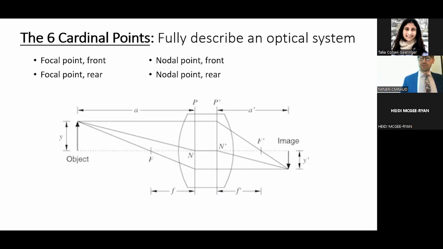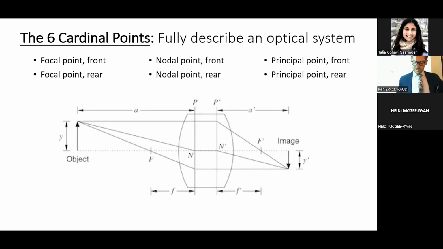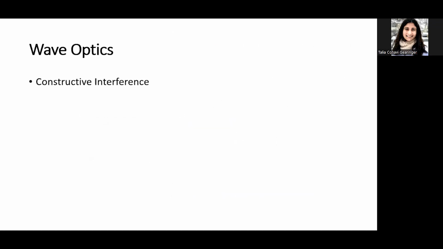There are the nodal points, which are important. If you shine a ray of light into this lens at a certain angle, it'll exit that lens at the same angle, assuming you aim it at the nodal point and it passes through the nodal point. And then there are the principal points, or principal planes, denoted by capital P there. Those are the planes where the light effectively bends through the lens. That's all very technical, but ray optics is very useful. But it doesn't completely describe light.